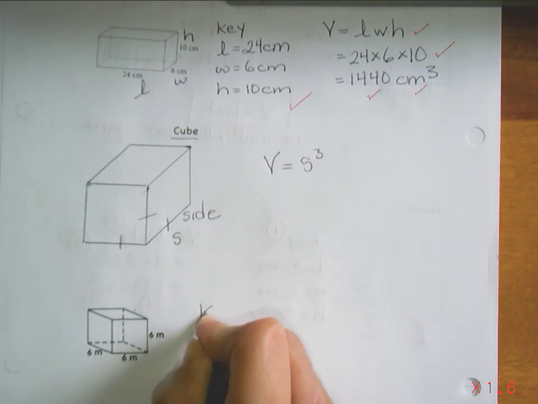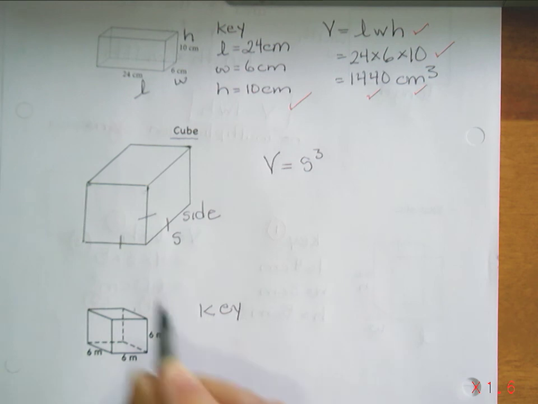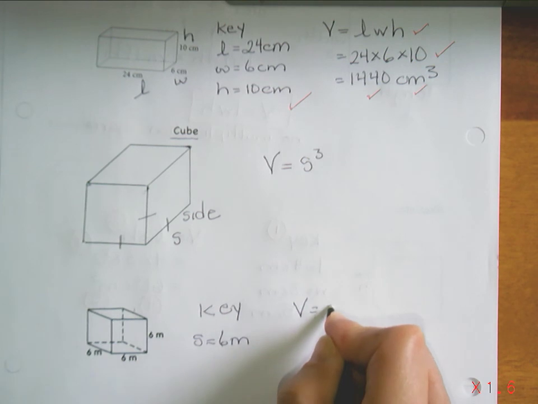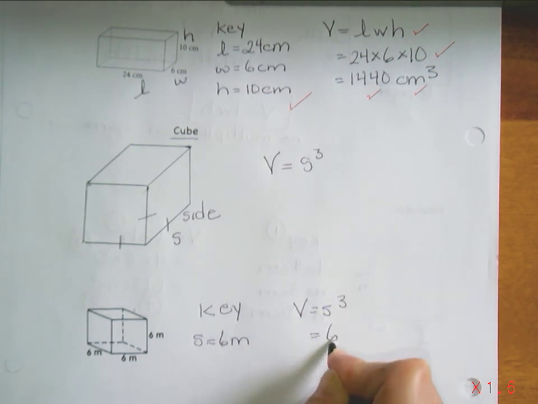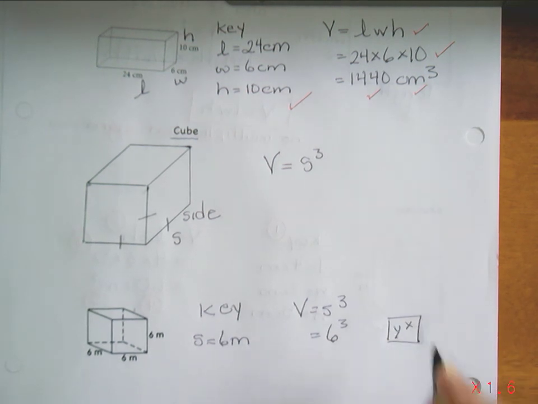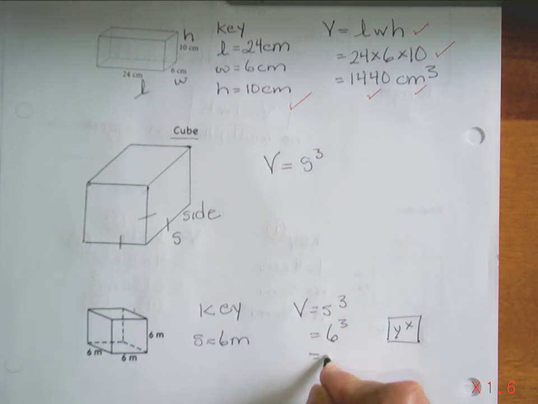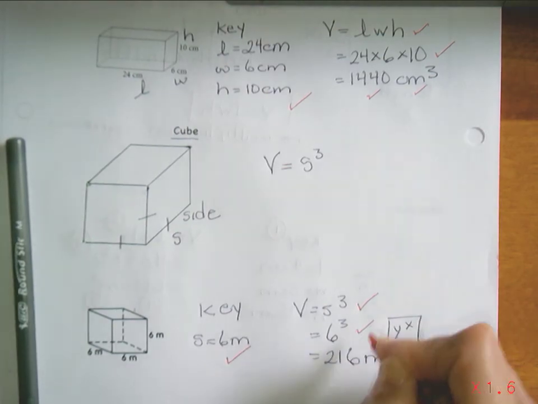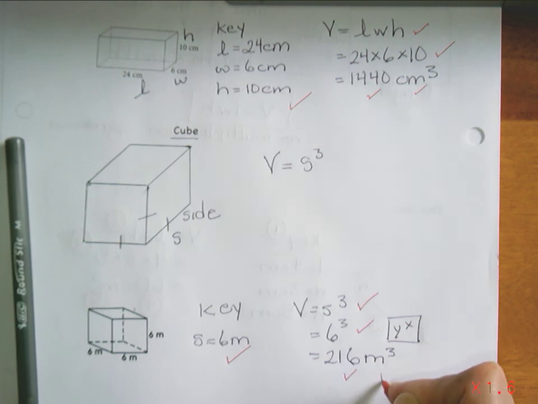Well, you would write the key, and the key isn't complicated this time. It's S equals 6 meters. Your formula now would be S cubed. You would have 6 cubed, and on your calculator you know that you use the power button. So you go 6 power button 3 equals, and you get 216 meters cubed. And it's exactly the same thing. You told me the number you're going to use, the formula, you did your substitution, you did your calculation, and you wrote your units.